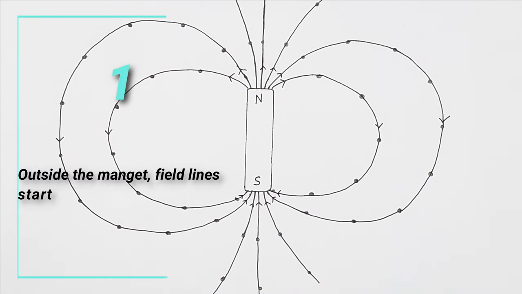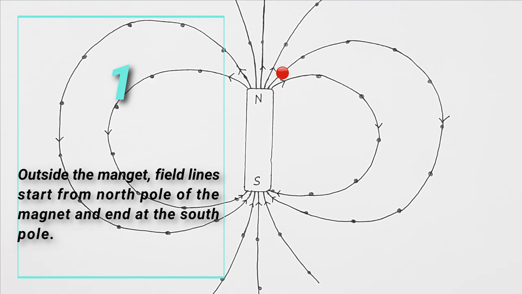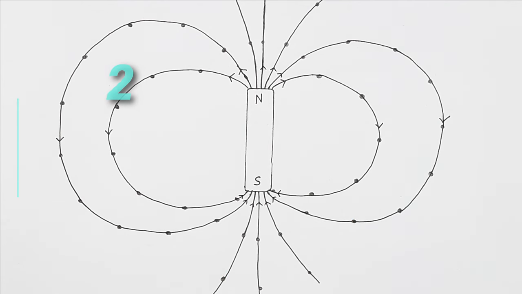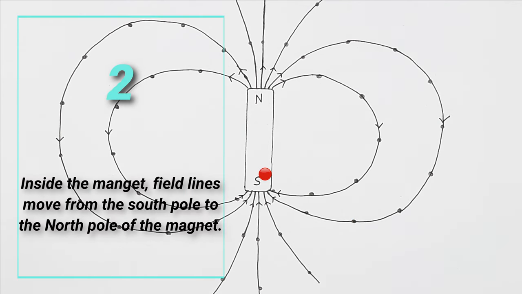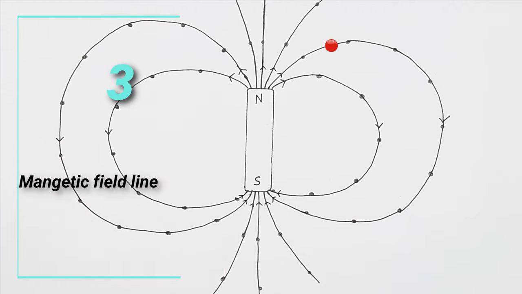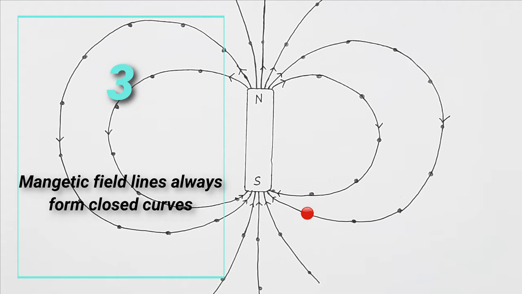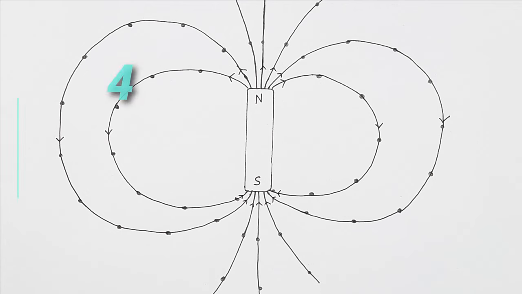Number 1. Outside the magnet, field lines start from north pole of the magnet and end at the south pole. Number 2. Inside the magnet, field lines move from the south pole to the north pole of the magnet. Number 3. Magnetic field lines always form closed curves.